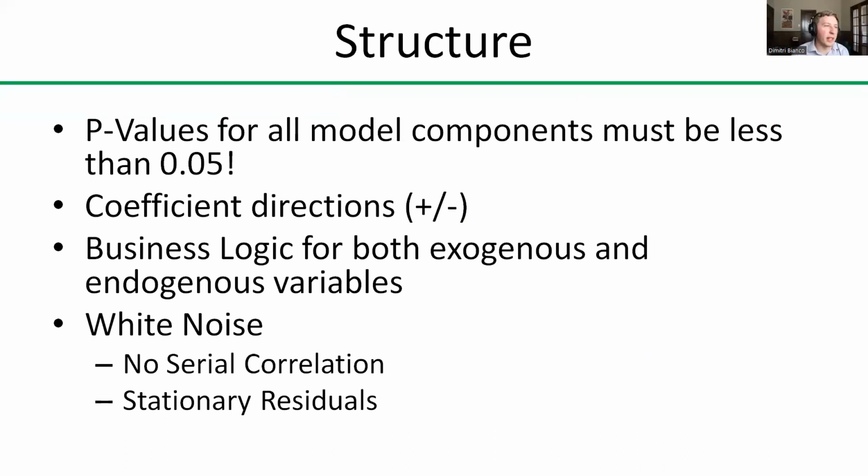The other thing we look at is the coefficients' directions. So is the coefficient negative or positive? Is that the right direction based on the business relationship? Do we expect it to be moving in that direction? Then there's business logic for exogenous and endogenous variables. I can't stress this one enough. Often the business focuses a lot on the exogenous variables, so GDP, unemployment, interest rates, defaults in the last 90 days or something.